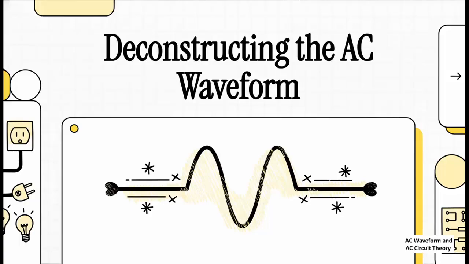You know, the electricity coming out of your wall outlet, it's not just a simple, steady stream. It's got this hidden rhythm, a very specific shape that honestly powers our entire modern world. So in this explainer, we're going to pull that shape apart and really understand it, the AC waveform.